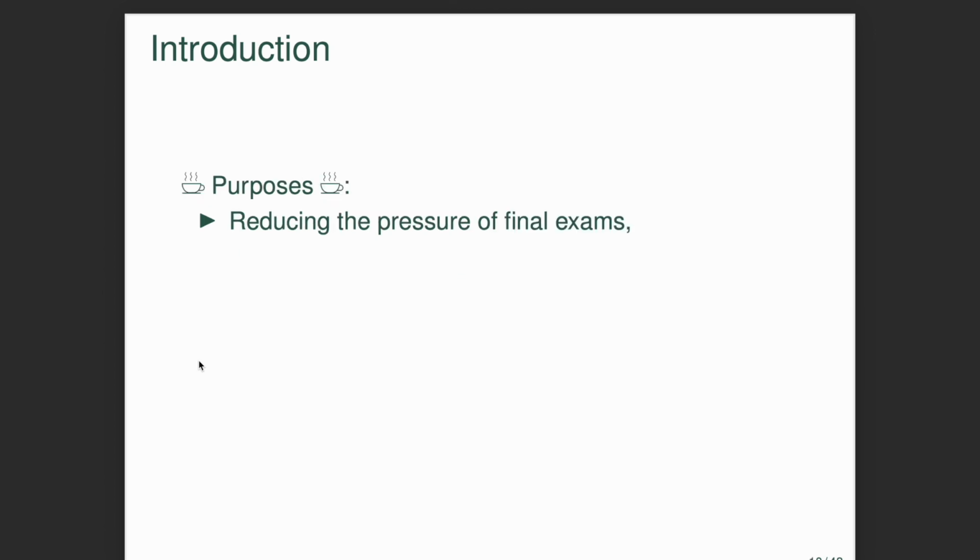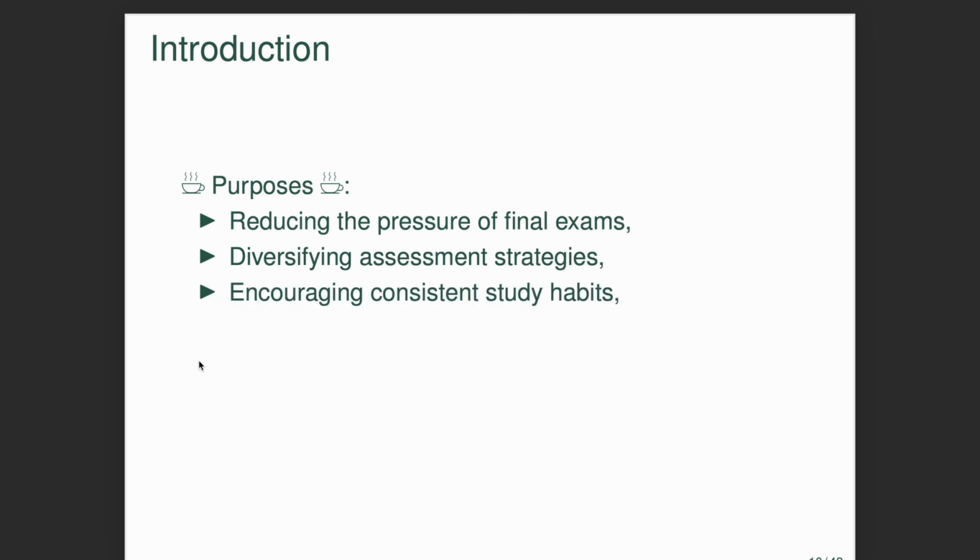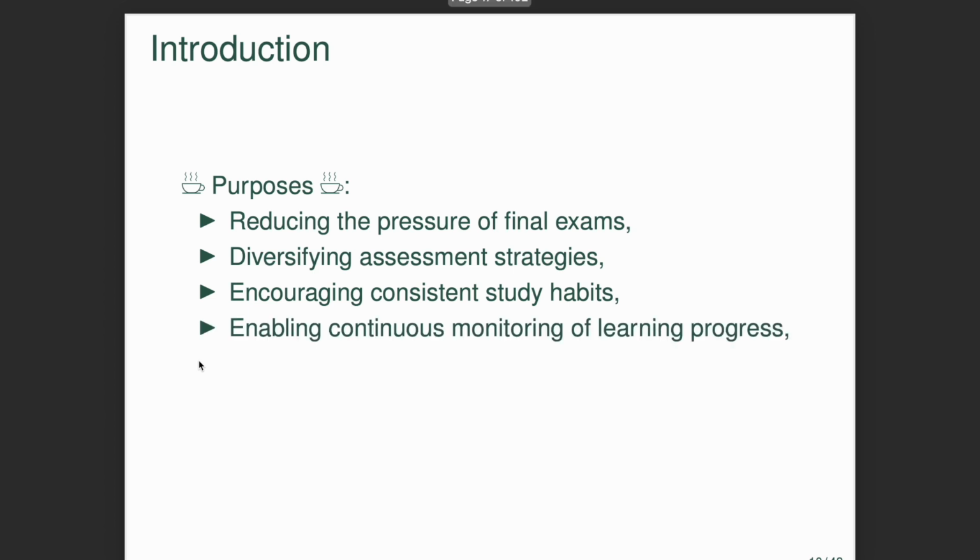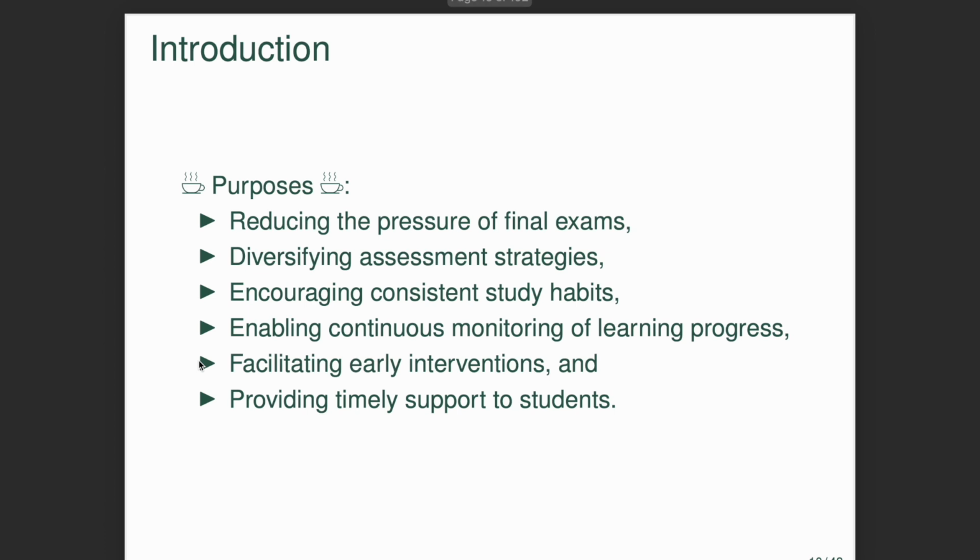This assessment model is designed to reduce the high stakes in the final exams. It promotes a broader range of evaluation strategies, encourages consistent study habits, allows for continuous learning monitoring, enables early interventions, and ensures students receive timely academic support.